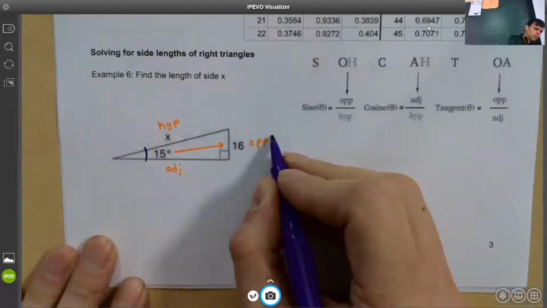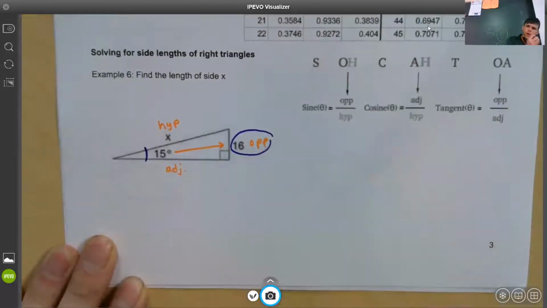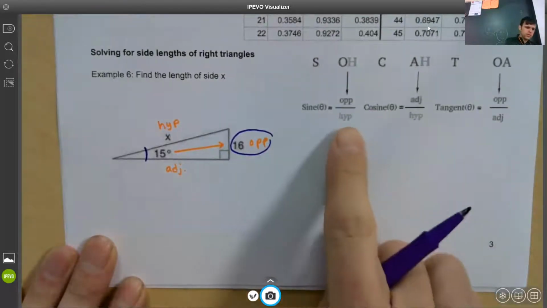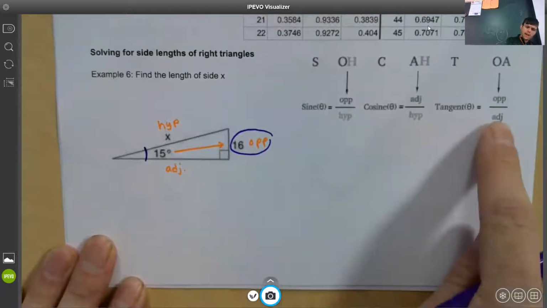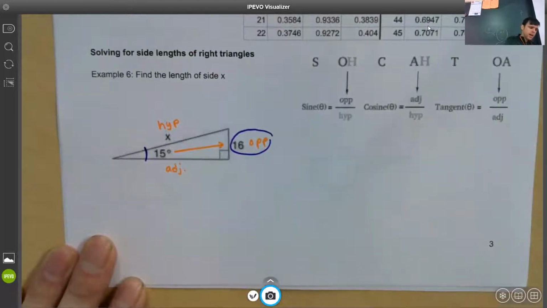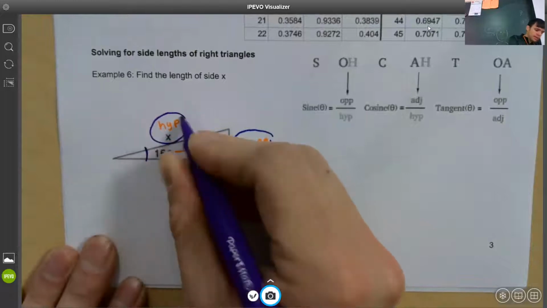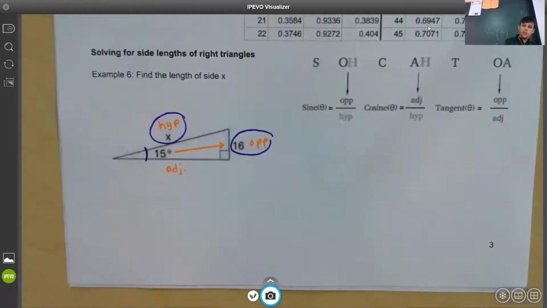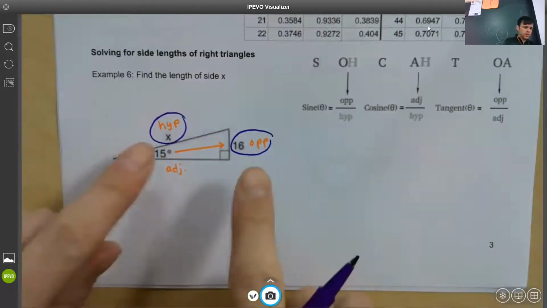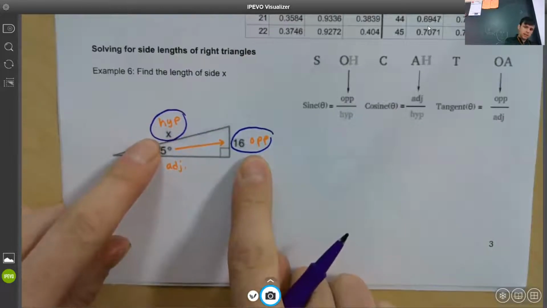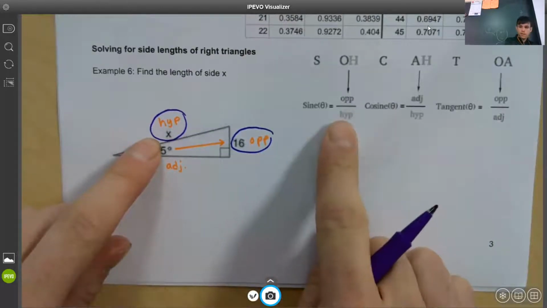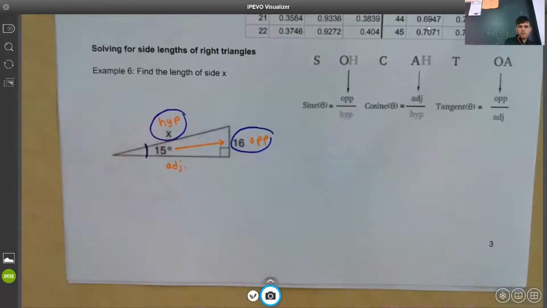In this case, we know the opposite. So we want to incorporate that in some way. We want to use one of these two trig ratios that has opposite involved in it. And the one that we're looking for is the hypotenuse. So we want to use the trig function and the trig ratio that involves opposite and hypotenuse. That's sine, opposite over hypotenuse.